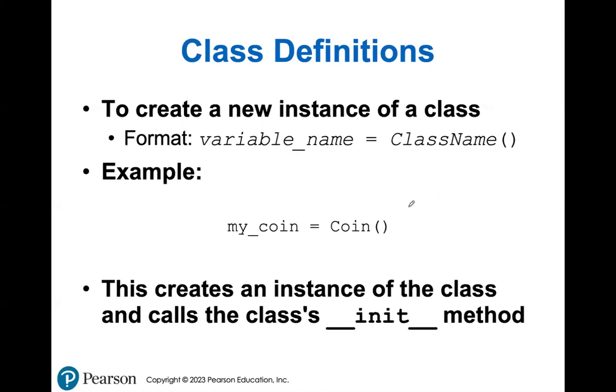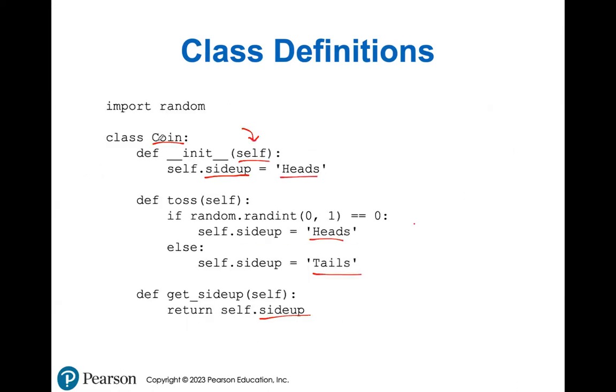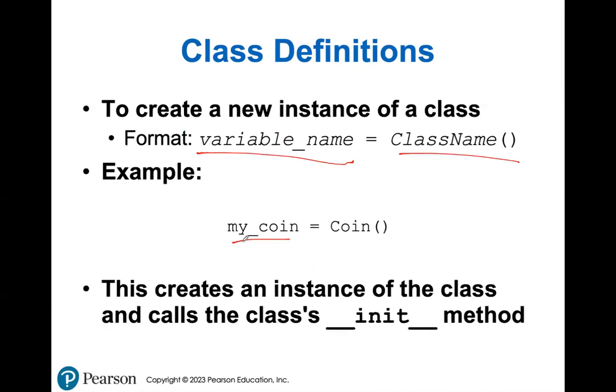To create a new instance of a class, this is the format to create your object in Python. You're going to assign some sort of variable name to your class. Then you're going to assign it to the class name. Whenever you want to create an object, just name your object something that represents whatever that object is supposed to be doing. So in this example, my coin equals Coin. And here's our Coin class. So we have just created an object called my coin from the class Coin.